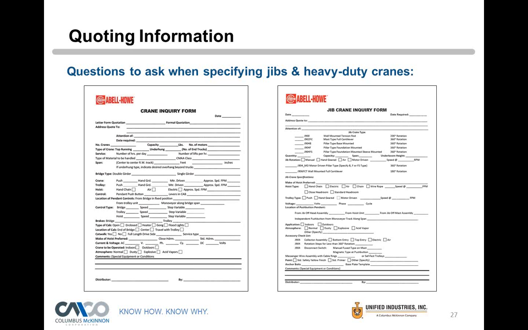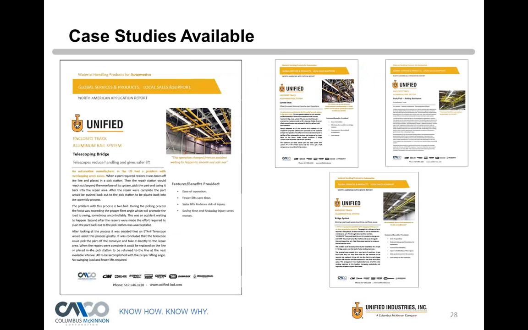Just so you know, we also have this on our Abel Howell CES websites as well. There's another form for top running cranes or underhung cranes. There's another inquiry form for the jib cranes. We also have case studies available. There are 4 made right now. We're continuously making more. Whoever's interested in or has a case study, we'd be really interested to hear from you about making one. Gisela, you have these available for them.